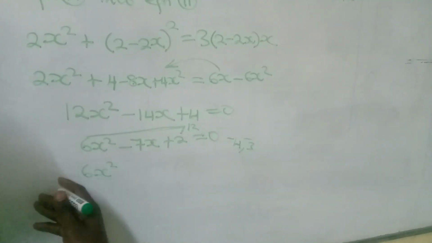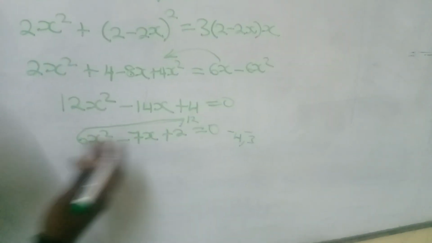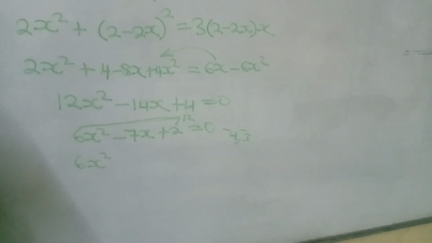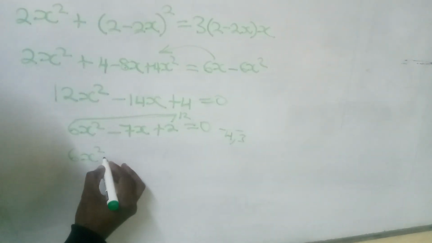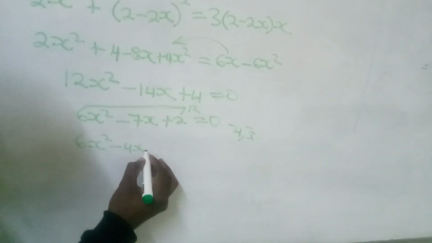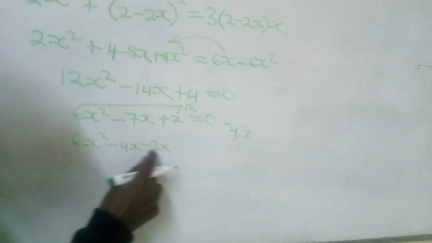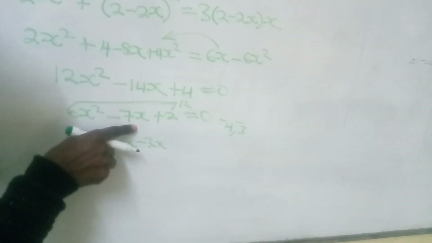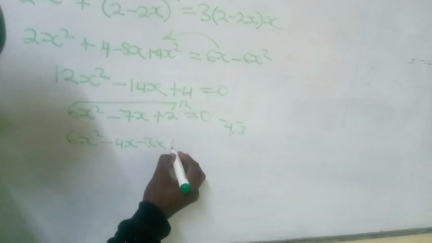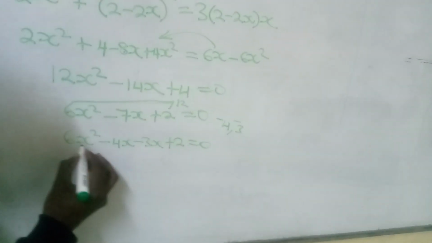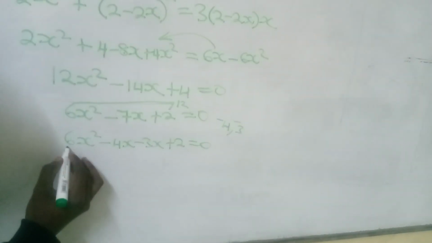So we are going to expand here and say, this is 6x squared. So now here we are just factorizing a quadratic equation. So this is going to be minus 4x minus 3x. So we use these two, negative 4, negative 3, to expand the 7. And that's going to be plus 2 is equal to 0.